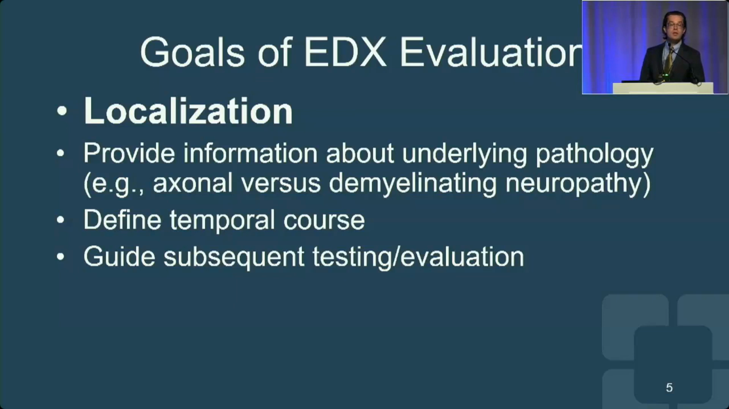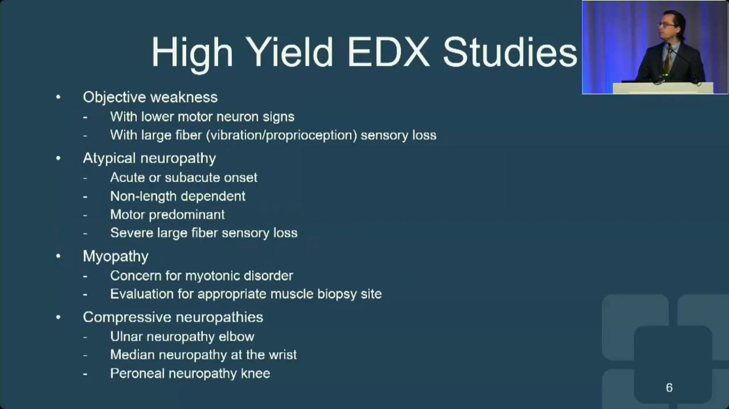Oftentimes it can provide some additional information about the underlying pathology. Is the neuropathy axonal? Is it more demyelinating? It can define a temporal course, although I think asking the patient a couple questions can really accomplish that same task. And then it can guide subsequent testing and evaluation. But what we're trying to do first on the EMG is localize the problem. Because if we don't know where the problem is, it's going to be really difficult to figure out what is going on.